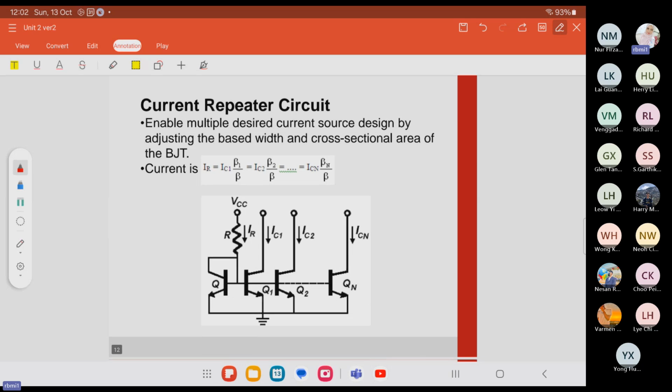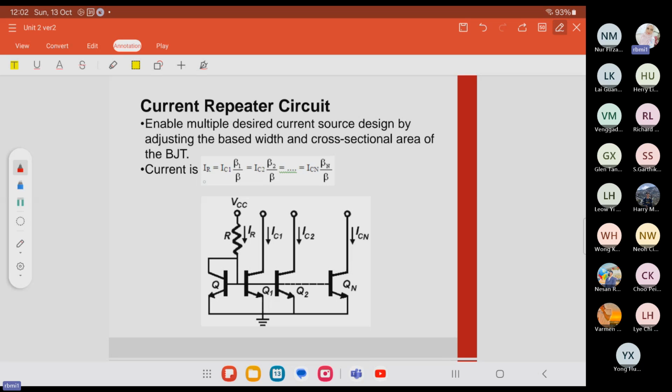This one is for the current repeater circuit. Practically, it uses multiple collector transistors to conserve the area. This enables multiple desired current sources by adjusting the base width and cross-sectional area.